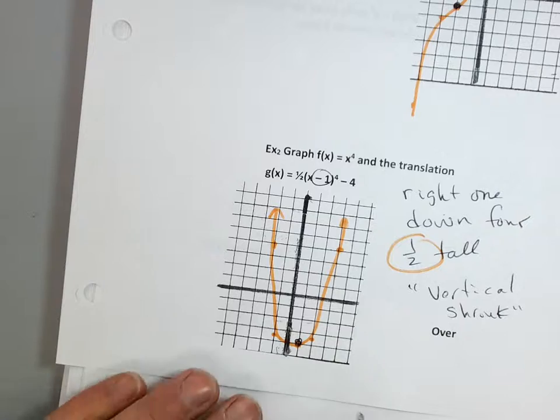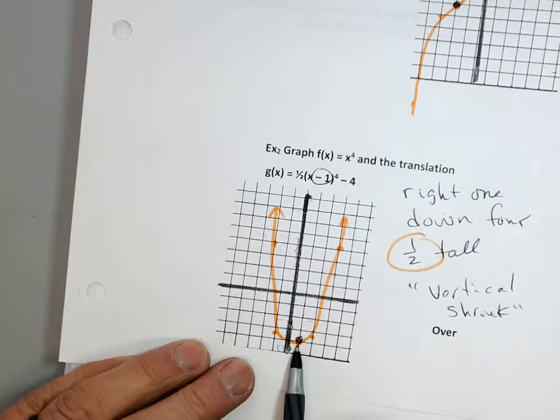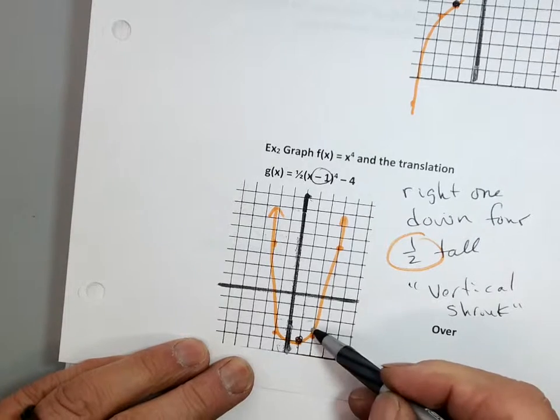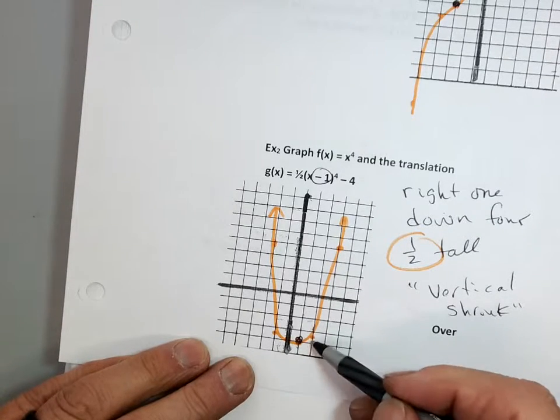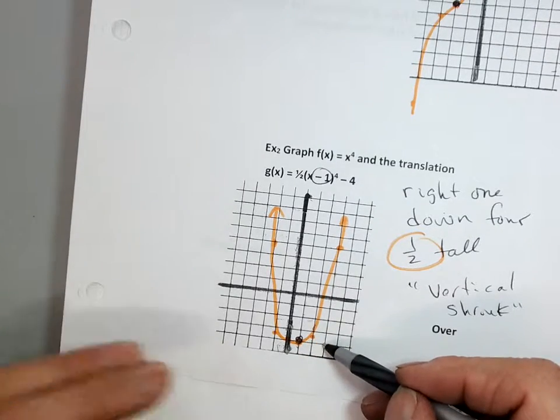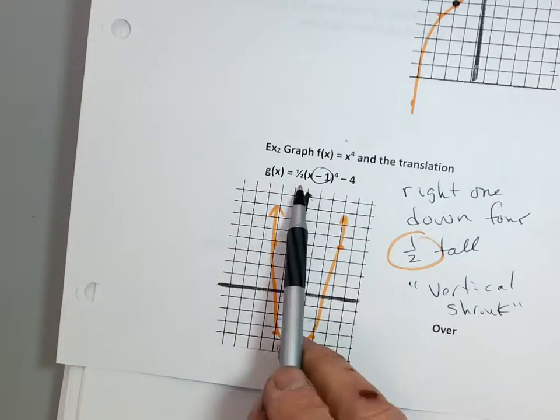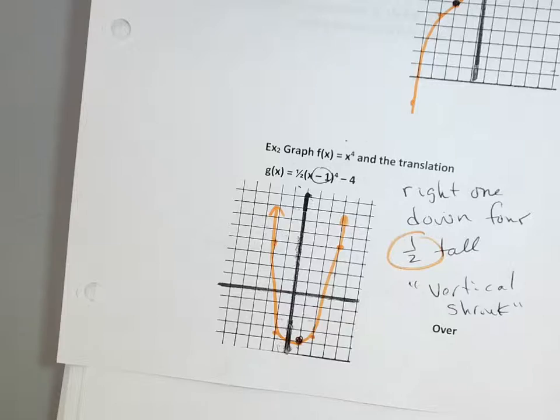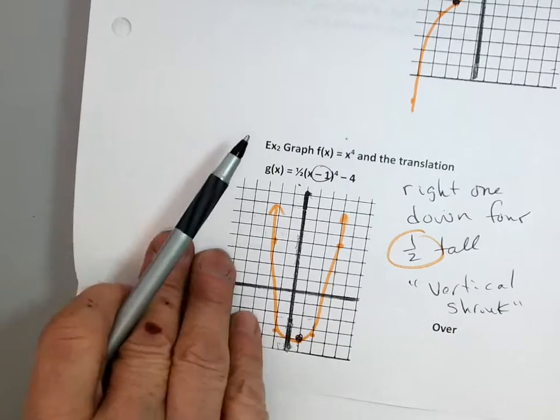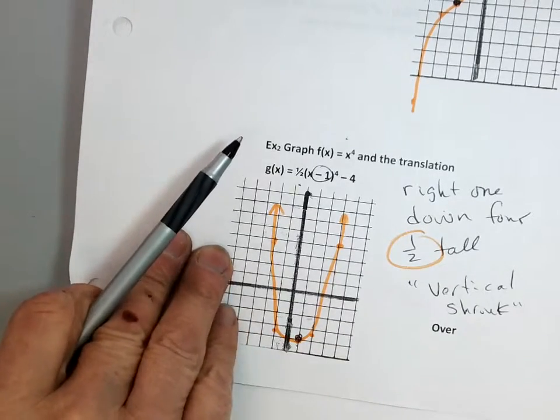So I'll do it again. Saul, you ready? So from here, I'd normally go over 1, and 1 squared is 1, right? But I'm going half as tall. I normally go over 2. 2 to the 4th is 16, but I'm going to go half of 16, which is 8. Okay? And of course it's symmetrical, okay? You guys ready to flip the page?